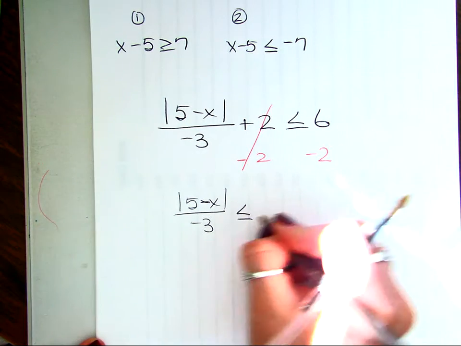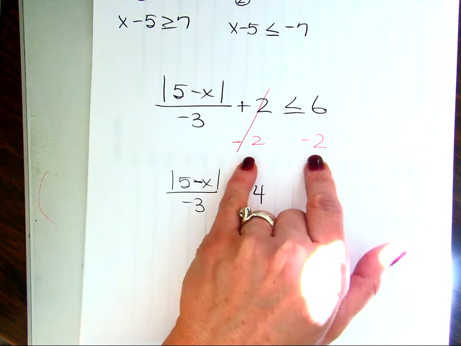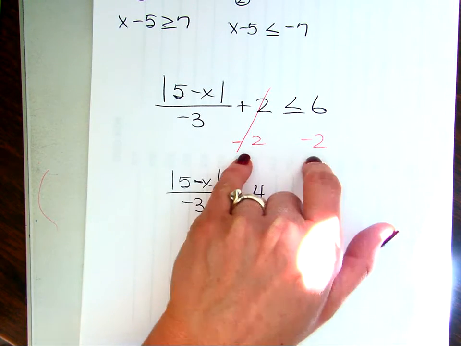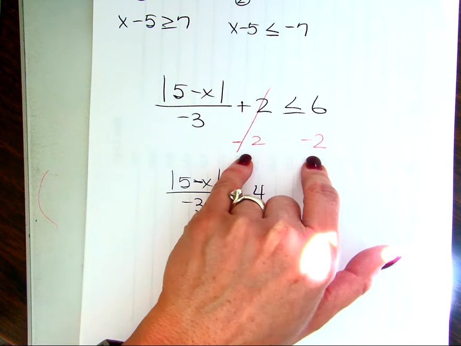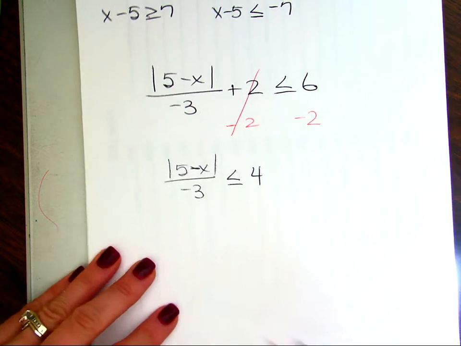Still less than or equal to 4. By the way, I had a couple kids flip on 2, 3, flip this, and they said, well, you have a negative, you did something to both sides with a negative. Yeah, I subtracted, but I didn't multiply or divide. Remember, it's only multiplying and dividing. So now what do you think I do next?